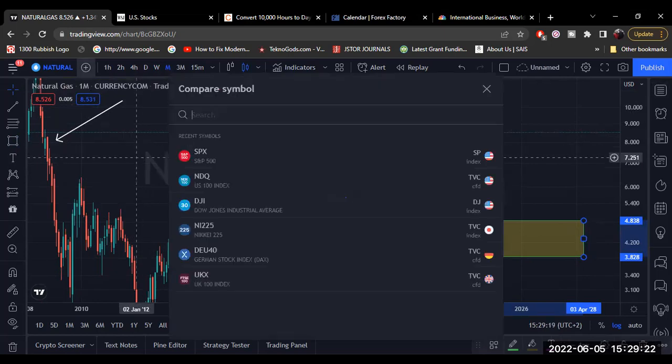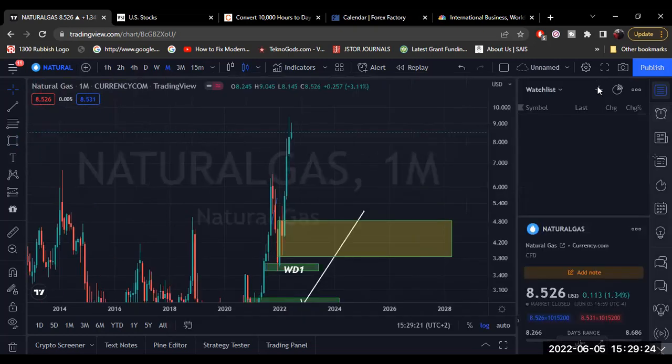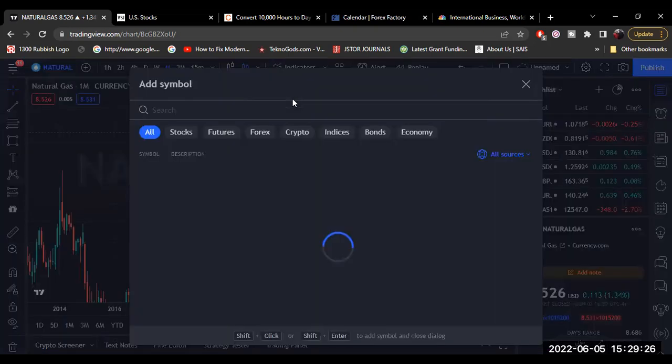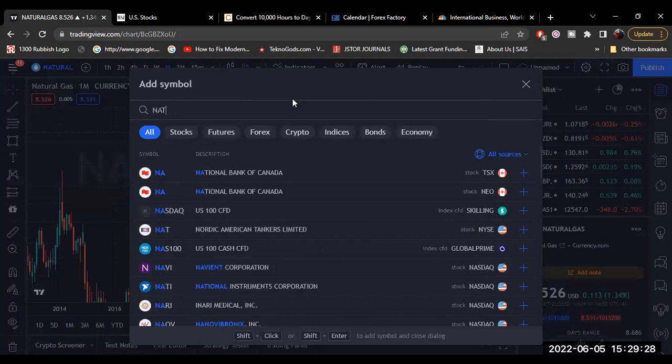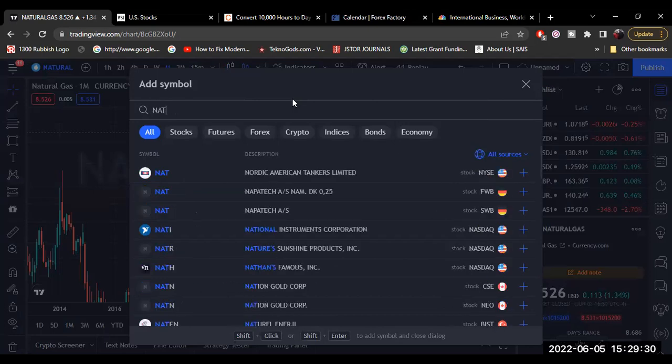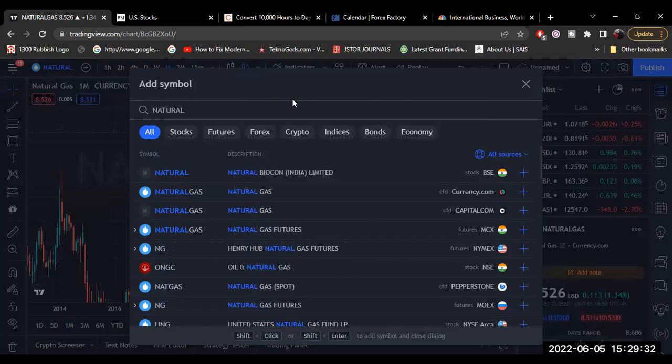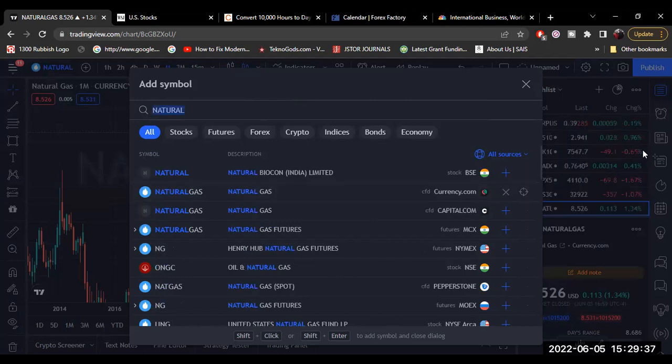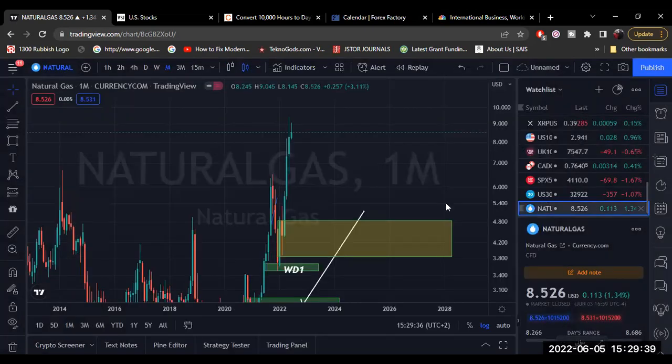Let's just quickly, I don't want to compare it to anything. Sorry, I just want to add natural gas to my watch list, because then I look at my watch list every day. Before I go around looking for new money, I make sure I've mastered old money, right? The stuff that we're talking about a lot, right? So natural gas is now in the watch list.